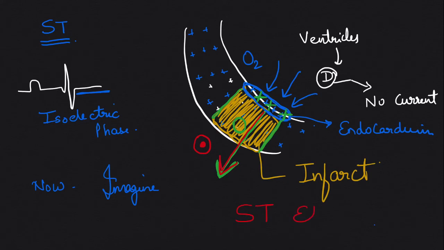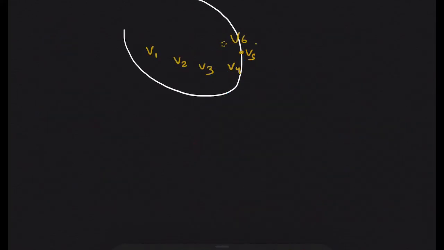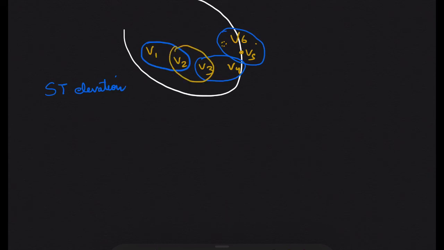So when current flows in the isoelectric phase, for the electrode placed above that portion of the wall, the current is flowing towards the electrode, giving rise to an elevation. So the ST segment will be elevated in that region. Now because of this ST elevation, we can actually say which part of the wall of the heart is having that infarct. So any infarct in V5 V6 will represent some part, V1 V2 will represent some part, V2 V3 will represent some part. So okay, let's start with V5 V6.